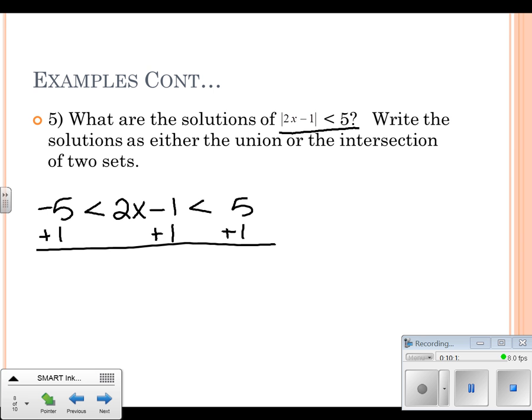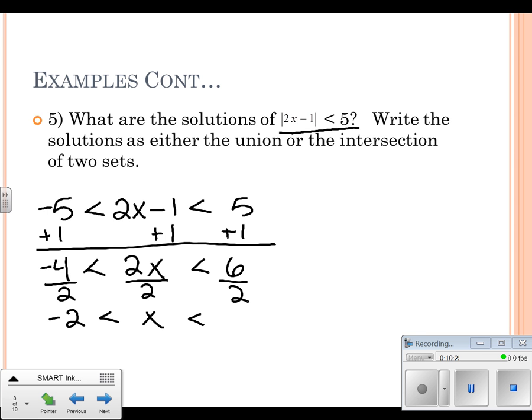So then we're left with -4, and then we have 2x and 6. And then we're going to divide both sides by 2. And this side by 2 here, we are left with -2, x, and 3.